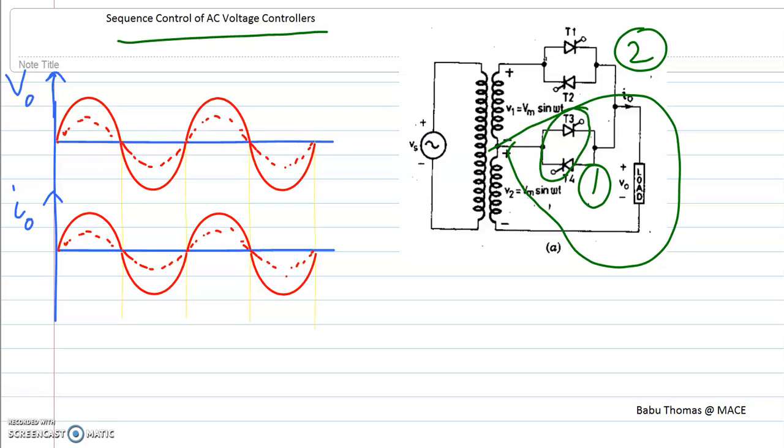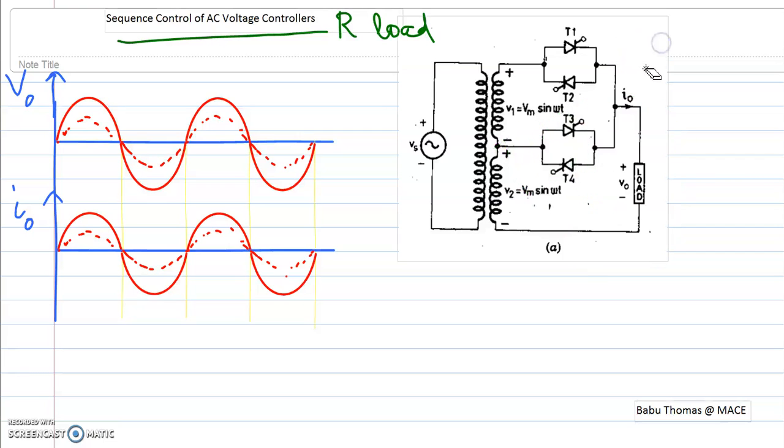Now in this section we are going to discuss sequence AC voltage controllers with a resistive load. So that means the current and the voltage will be in phase with each other. Now for the AC voltage controller we will be using a transformer which has two secondary windings. That is, the primary of the winding is this one and you have two secondary windings.